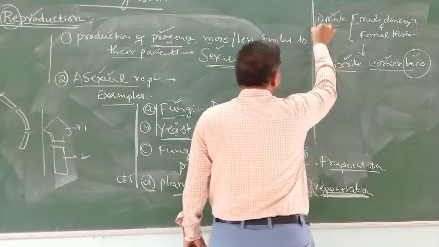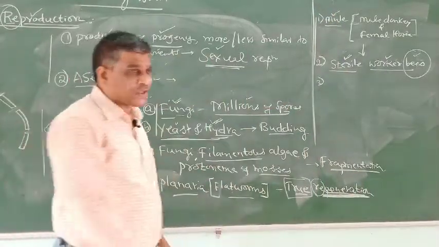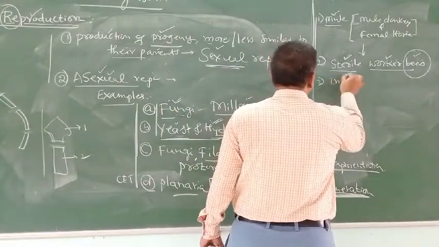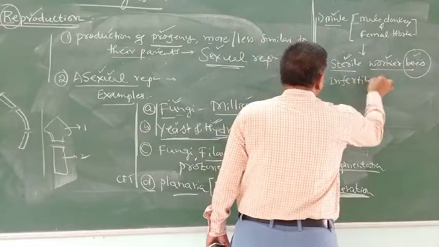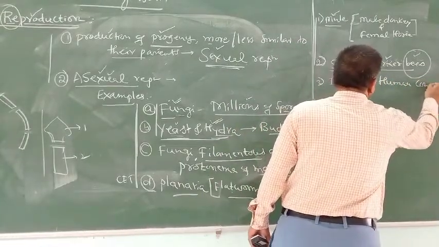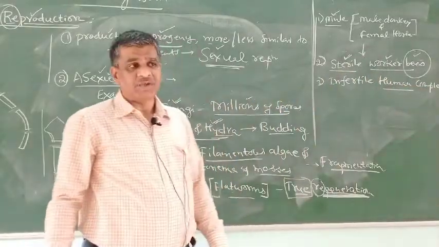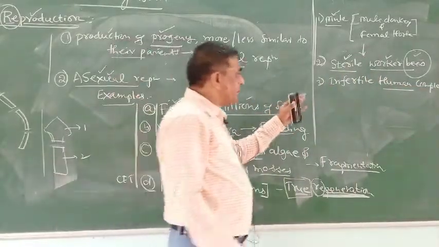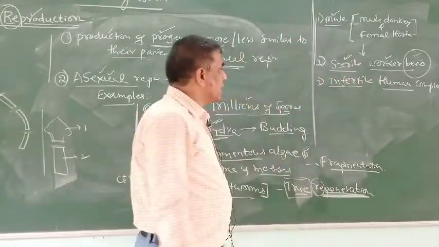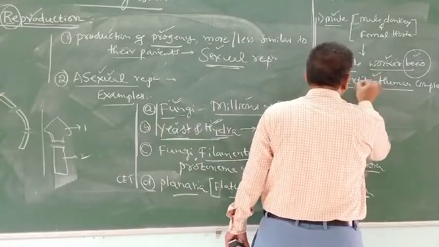And besides all these examples, we can take the nearest example to us, that is, in the case of a sterile or infertile human couple. Not every human being who got married will produce children. Some fail to produce children. That is nothing but infertility. An infertile couple cannot give birth to new individuals.